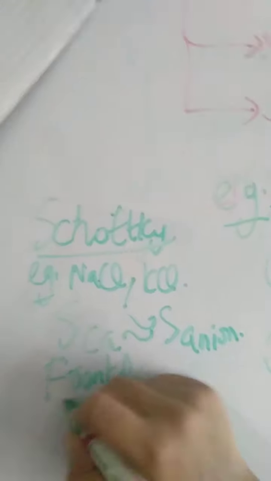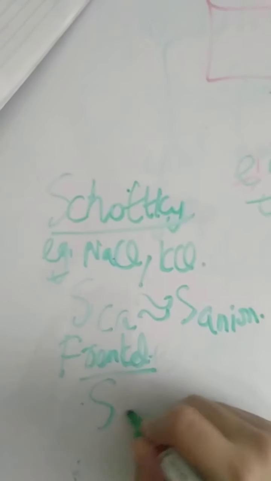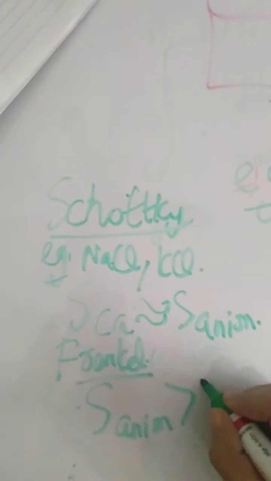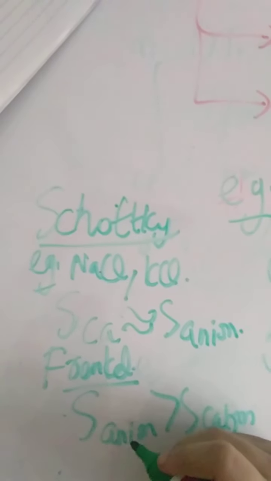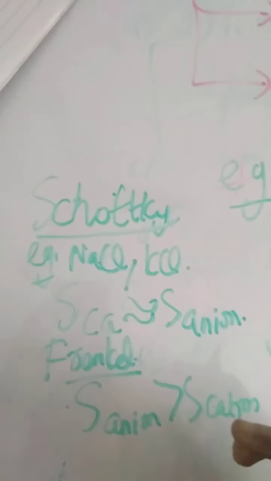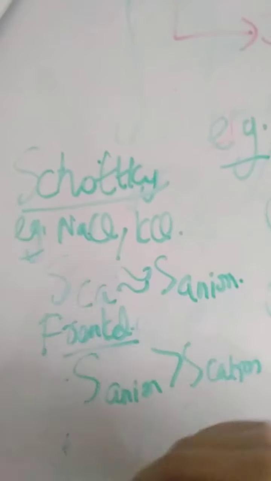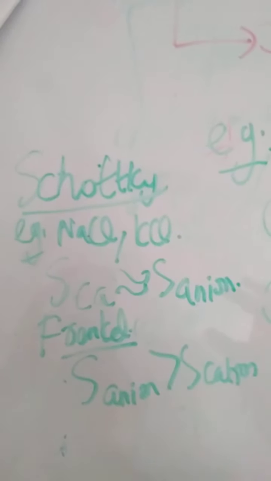Now what about Frenkel? Frenkel defect is found in ionic crystals, and the size of anion should be greater than the size of cation, and it arises when cations or anions leave their normal lattice sites and they occupy the interstitial sites. Here the density does not change, but in Schottky defects density changes. And Frenkel defects are observed in ionic compounds with low coordination numbers.